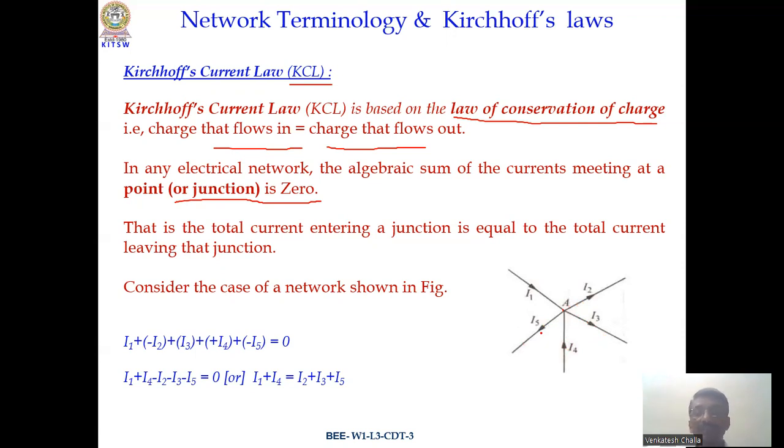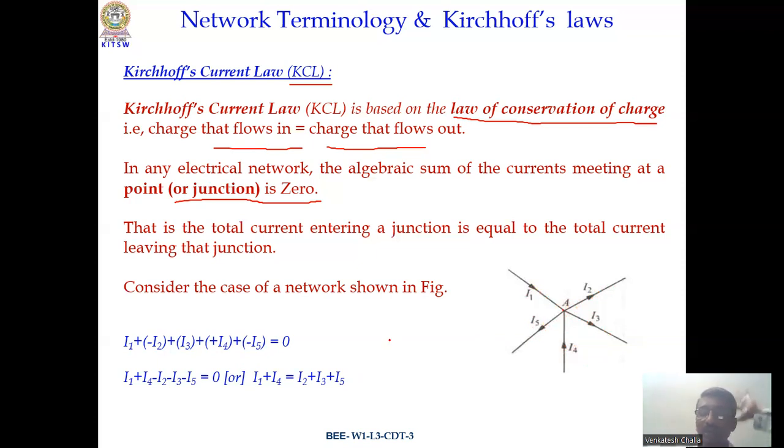Now let us take it like this. Currents that are entering into the node are positive. Currents that are coming out of the node are negative. If we define like that, what can I write? I1 minus I2 minus I3 plus I4 minus I5 is equal to 0. Now rearranging, I1 plus I3 plus I4, what are they? These are all incoming currents. I1 plus I3 plus I4 is equal to the outgoing currents, I2 plus I5.